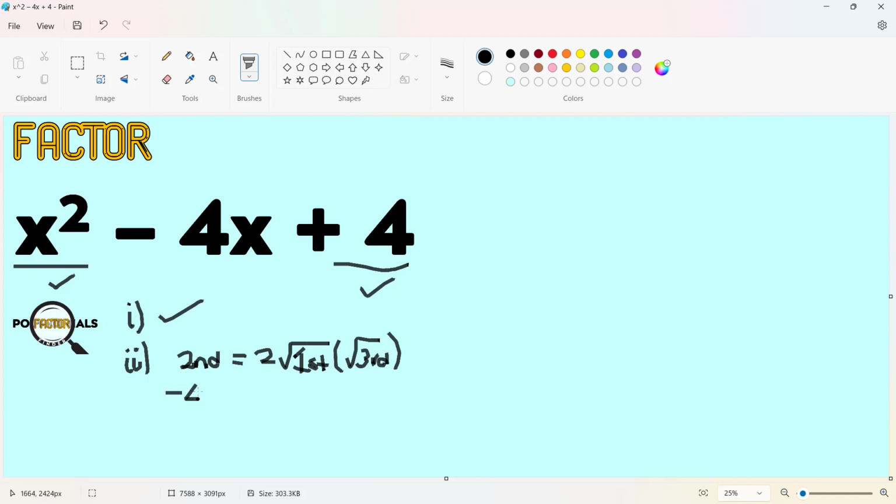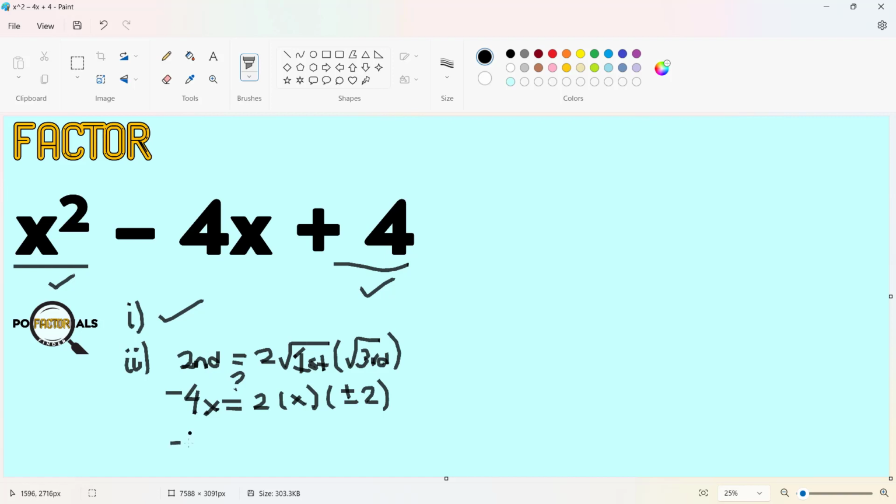Our second term is negative 4x. Let us see if this is equal to 2 times the square root of the first term. x squared is actually x, times the square root of the third term, which is 4. And take note, when you take the square root of a constant, you could have two possible results, plus, minus. The square root of 4 is 2. These are possible because we have satisfied the first condition that the first and the third terms are perfect square expressions. So don't forget that this is a sign, plus minus. We will not be adding it to here, okay?